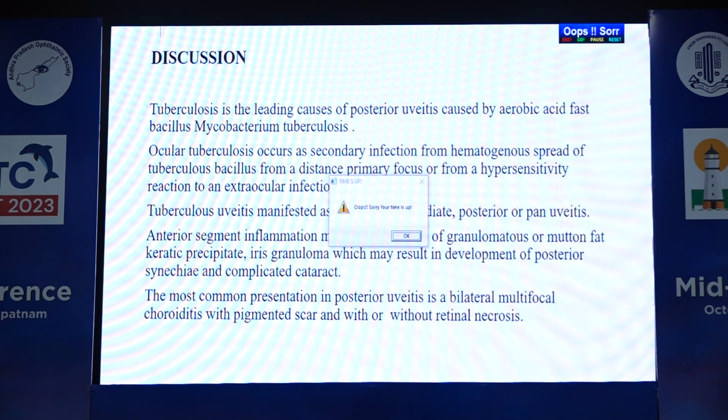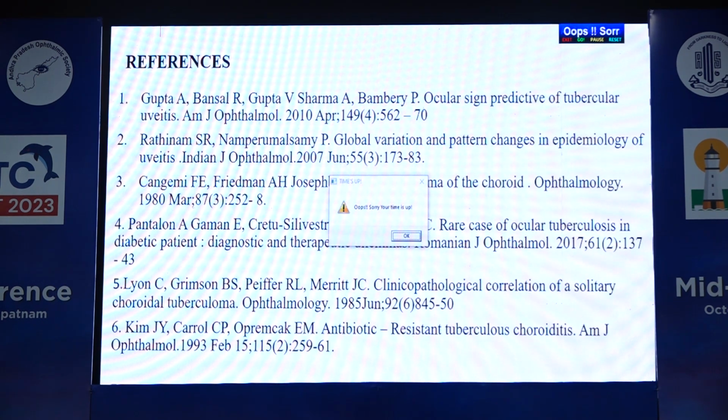The most common presentation in posterior uveitis is a bilateral multifocal choroiditis with pigmented scar, with or without retinal scar. These are my references.